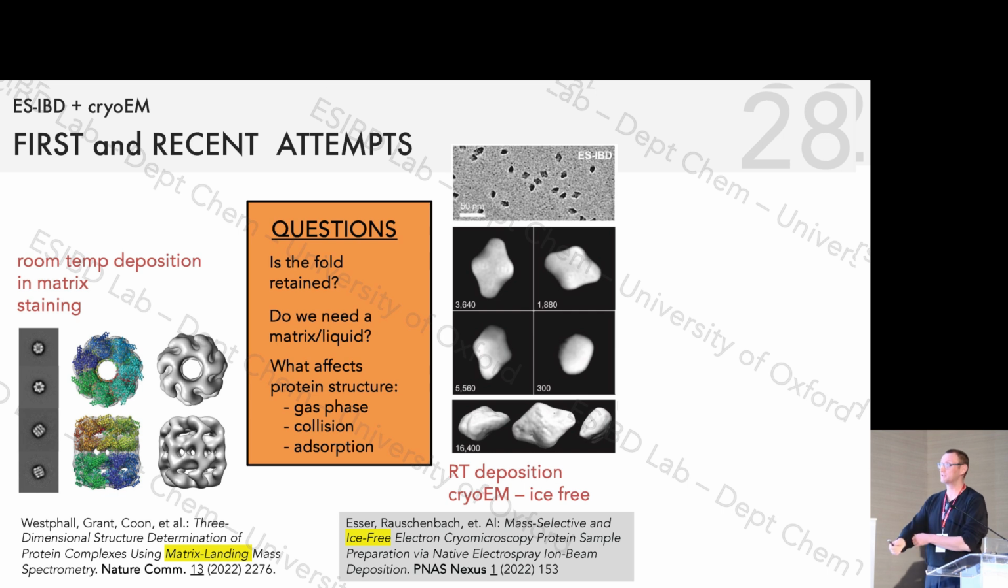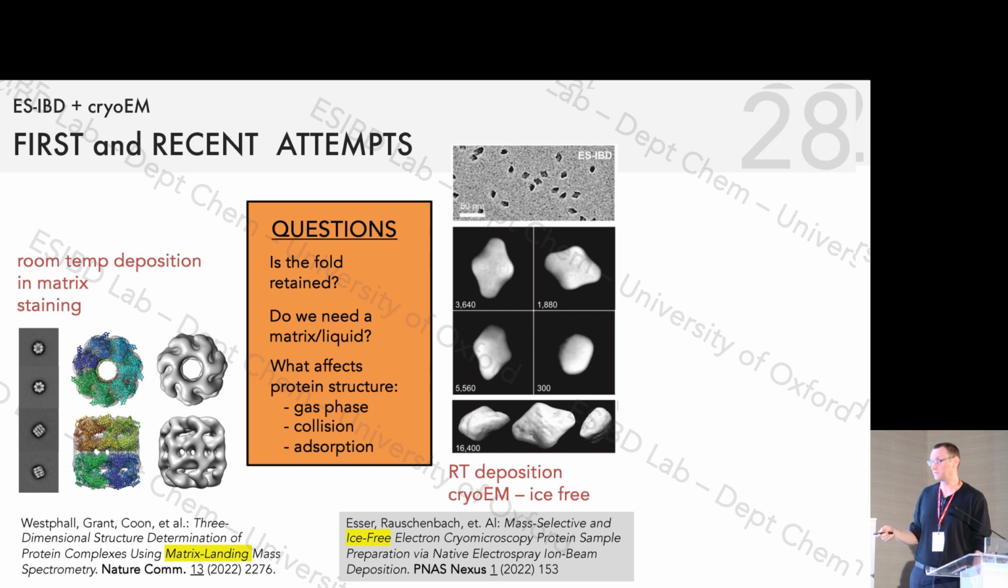With the initial prototype of our machine, we made a few first attempts. The structures you see here, raw data, 2D reconstruction, and 3D, were done on the first iteration of a prototype where we landed our molecules on room temperature amorphous carbon grids, completely free of any ice, and then plunge froze these. With beta-gal, we saw that we would roughly get the shape of the beta-gal molecule.